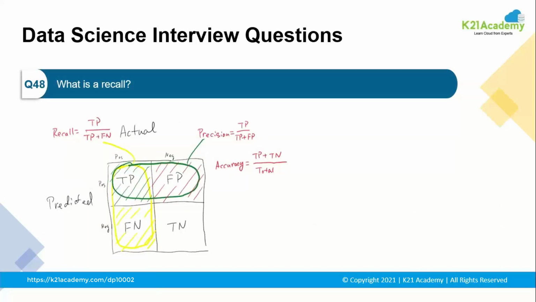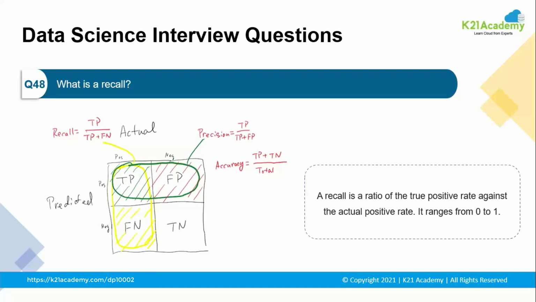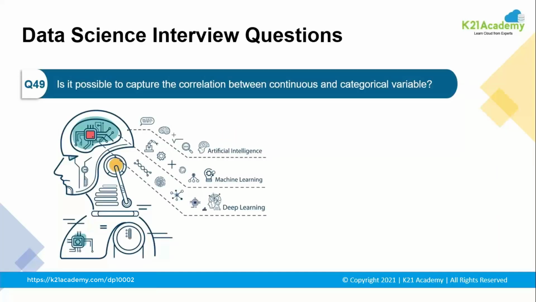Moving on to the next one, what is recall? This is a confusion matrix, as you have seen earlier. Recall is a ratio of the true positive rate against the actual positive rate, and the recall value ranges from 0 to 1.